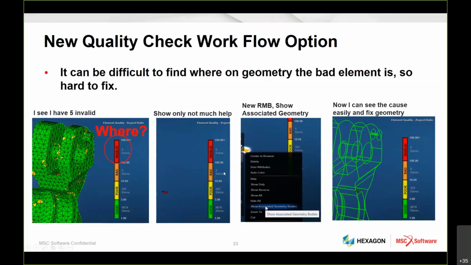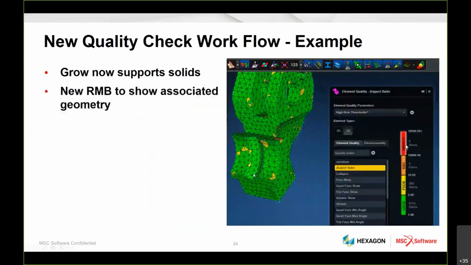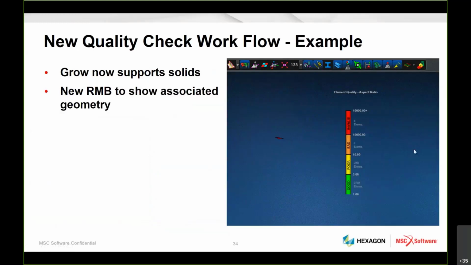But if you're just trying to see the geometry so you can fix it, here I have a new thing. I can right-click on it, show associated geometry. The geometry pops on. I can see exactly where it is. I can zoom into that area, find the small feature, go into vertex edge drag, and fix it without having to screw around so much.